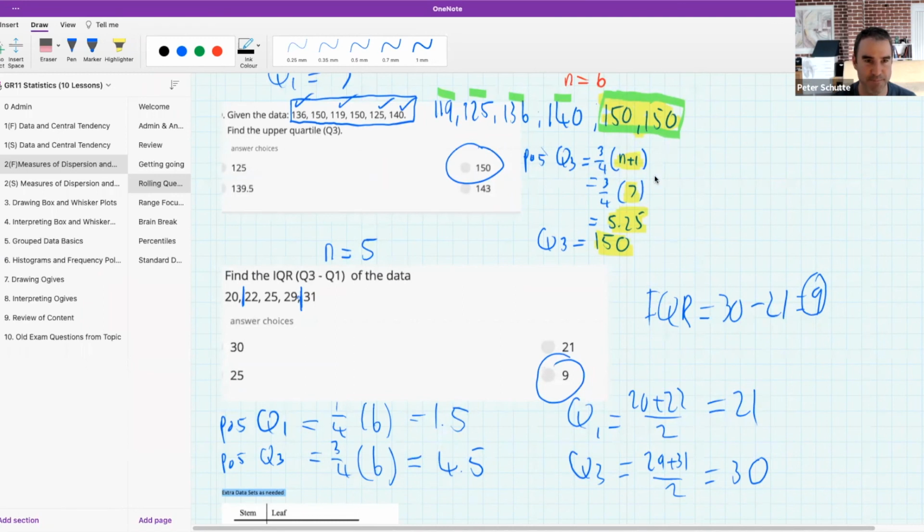Mr. S, do they usually ask for the semi-interquartile range in exams? They do sometimes, but it's more common to ask about the interquartile range. Yeah. Okay.